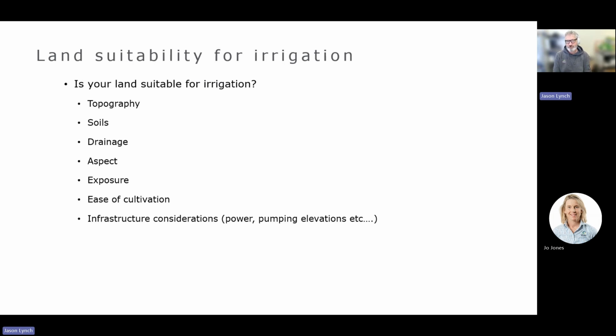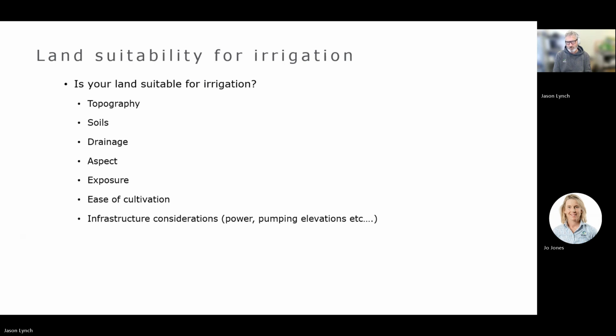What are the drainage characteristics of the land? Is the soil free draining? Are there issues with potential waterlogging? Depending on the soil type and the topography, we might look at different types of drainage, subsurface drainage, surface drainage. Aspect, again, I think I mentioned this a little bit earlier, is it south facing or north facing? That's got implications about potential productivity, irrigation requirements, evaporation rates, etc., things like that.